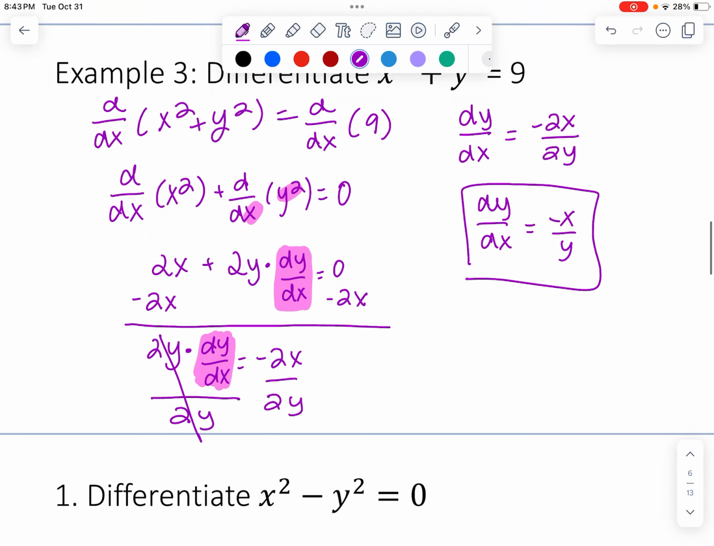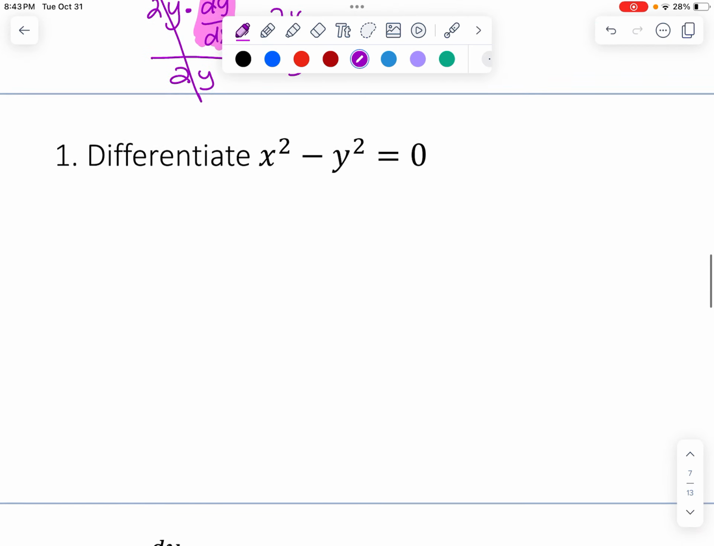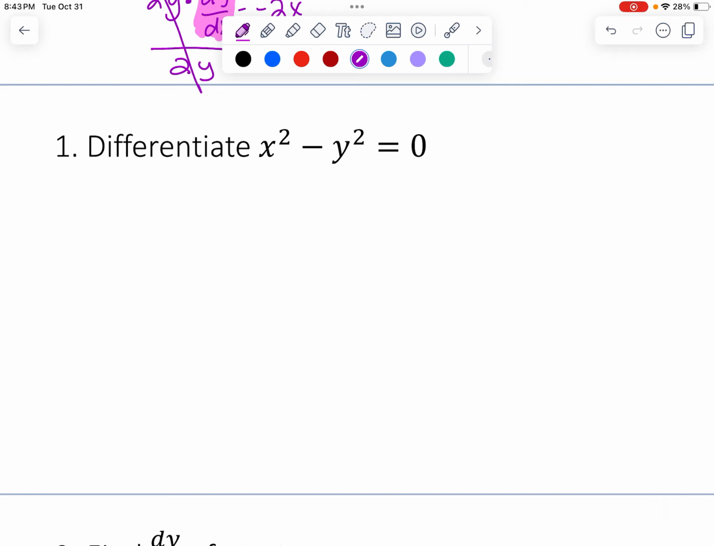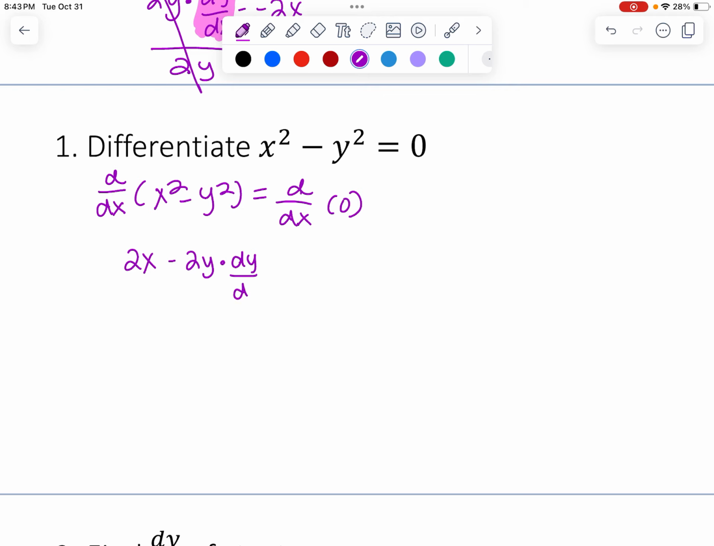Same idea. This is a very similar problem to this last one. If you want to try it by yourself, I recommend you do that, but I'm just going to go ahead and get into it. I'm going to take the derivative of both sides with respect to x, because you always do it with respect to x, since that's the independent variable. The derivative of x squared is just 2x because those variables match up, but for this one they don't, so this will be negative 2y. I take the derivative like normal, but then I always multiply it by dy dx. The derivative of x with respect to 0 is 0.